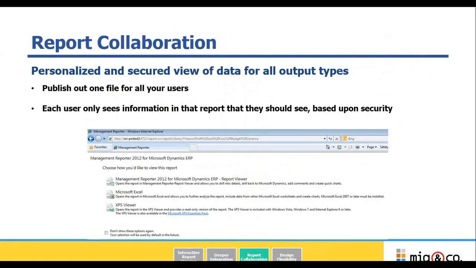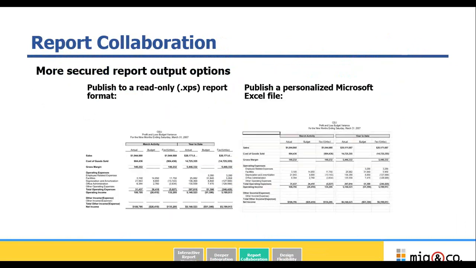All right, report collaboration. You are able to personalize and secure your view of reports of data for all of your output types so that you can publish out one file for all your users, and each user would only see the information in that report that they should see based upon their security, which is a definite benefit that FRX did not have. You have more secure report output options because you can now publish to read-only report formats, which is the XPS. You can also publish a personalized Microsoft Excel file.